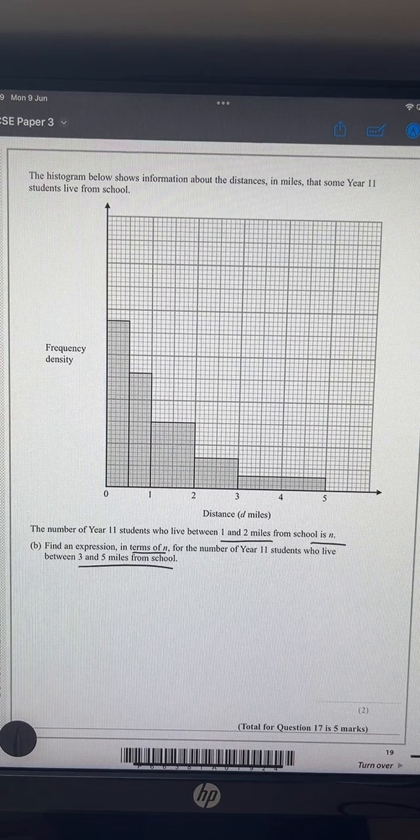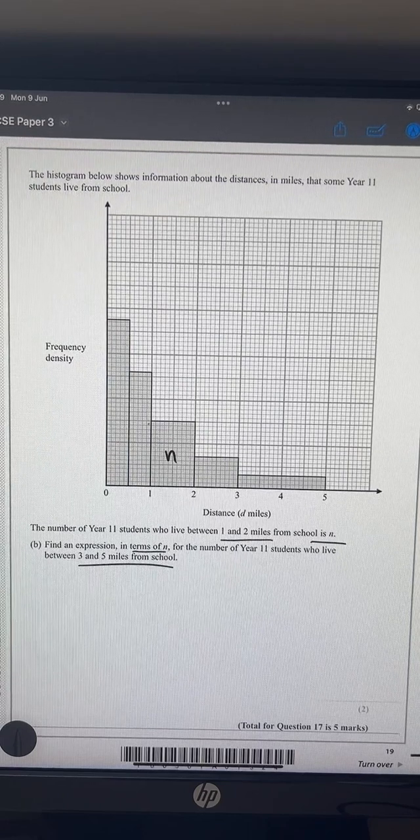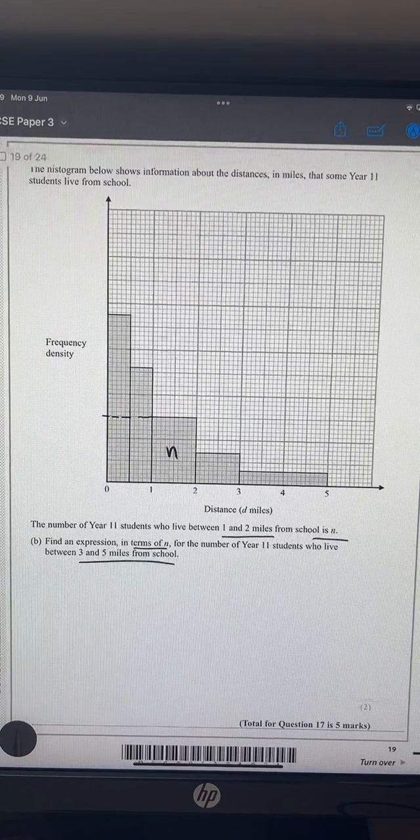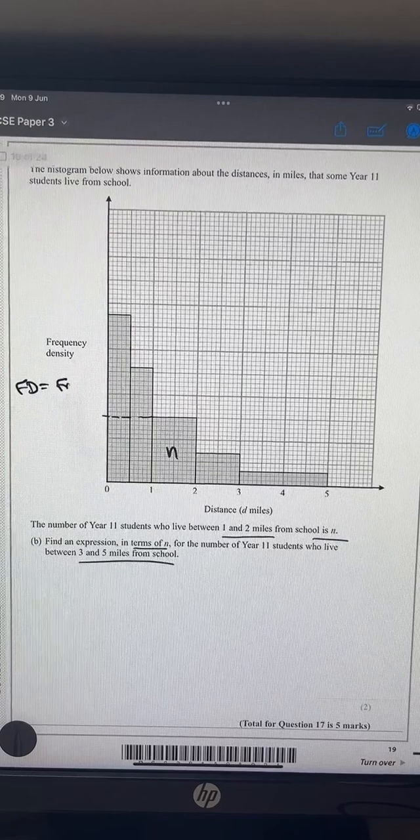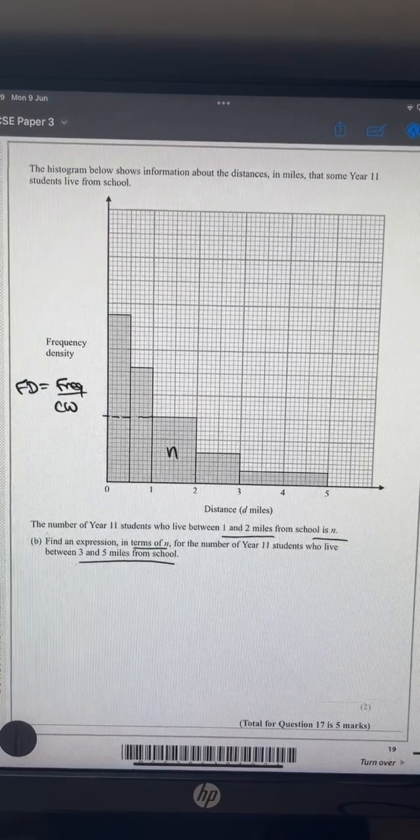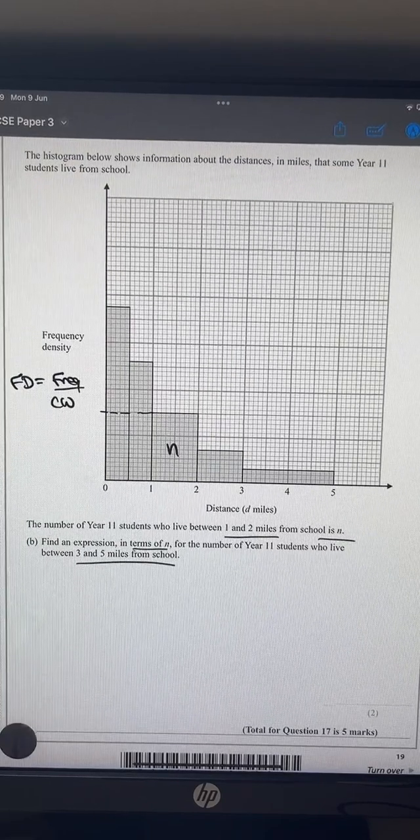So between 1 and 2, that's this box. That has a frequency of n. Number of students who live there. So what would my frequency density be? Histogram question, write the formula. FD equals frequency divided by CW. Well, the frequency is n, right? The class width is just 1. So the frequency density is also just n, okay? So frequency density is n.